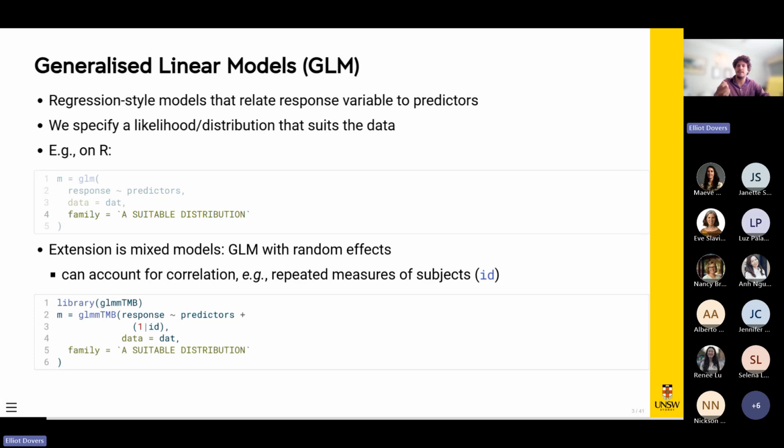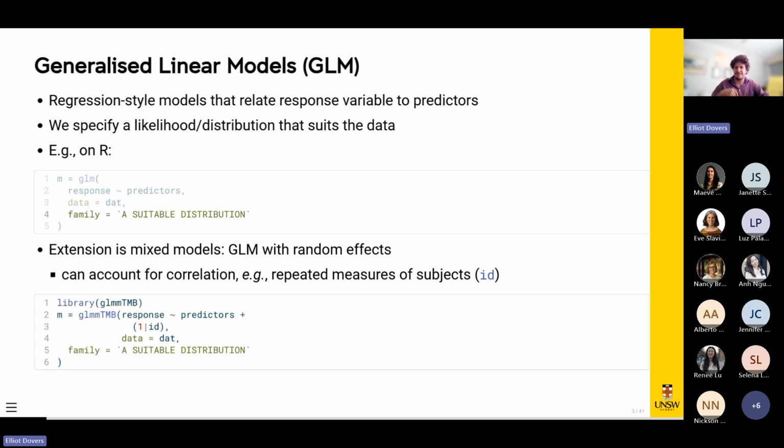So for example, if we've got some measurements over subjects here denoted by this ID term, we need to account for their repeated measurement. They're obviously going to be more correlated within subjects, our observations of some response. And this just allows us to do that. I just wanted to bring this up because this is what I'll be using in some of the examples, but not too much of an extension.